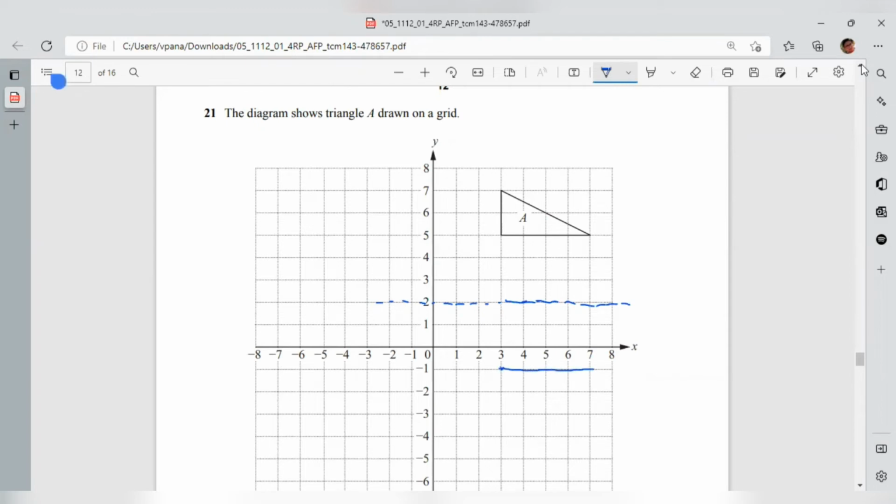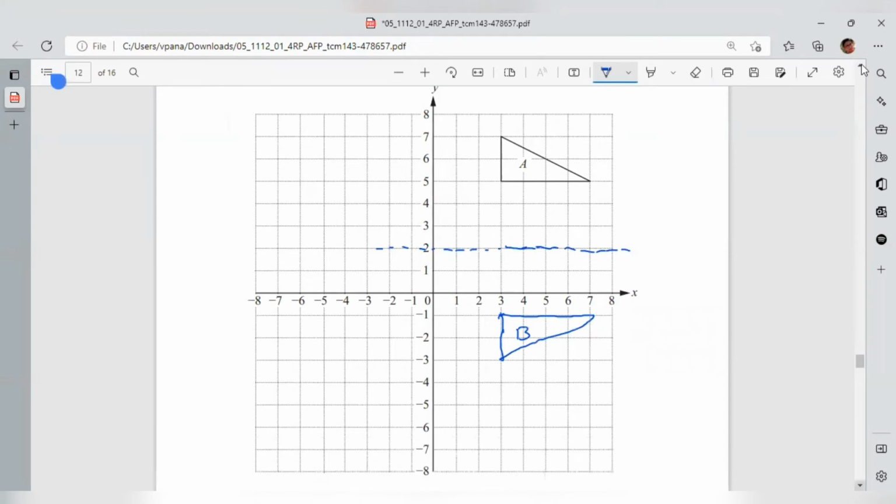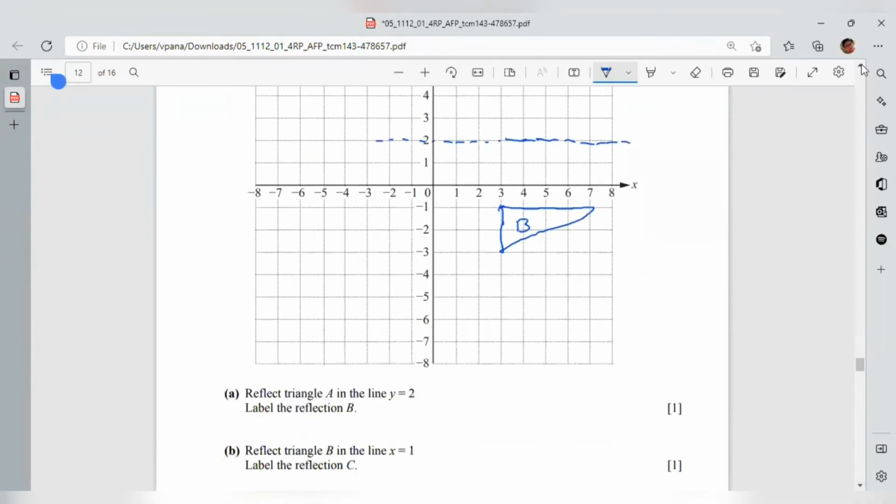So each vertex moves that many places down. So this is our reflected shape. And we need to label this shape. You have to use the scale and pencil properly. So this is what we did with the first part, that is reflecting the triangle A in the line y is equal to 2. Okay, so you get 1 mark for this.